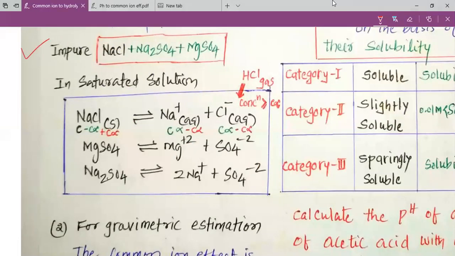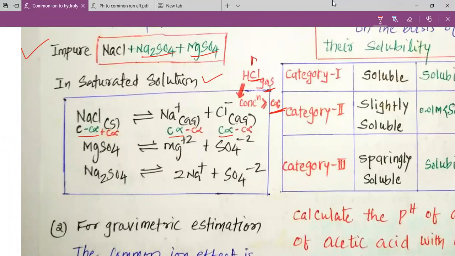We have an impure sample of NaCl which contains the impurities Na2SO4 and MgSO4. Now we have made a saturated solution of this NaCl, and from outside we are going to add HCl gas. Please remember that the concentration of HCl gas, we keep it more than C alpha. So at equilibrium, the concentration of NaCl is C minus C alpha, the concentration of Na plus is C alpha, and the concentration of Cl minus is also C alpha. Now what happens: from the outside we add more than C alpha HCl gas.